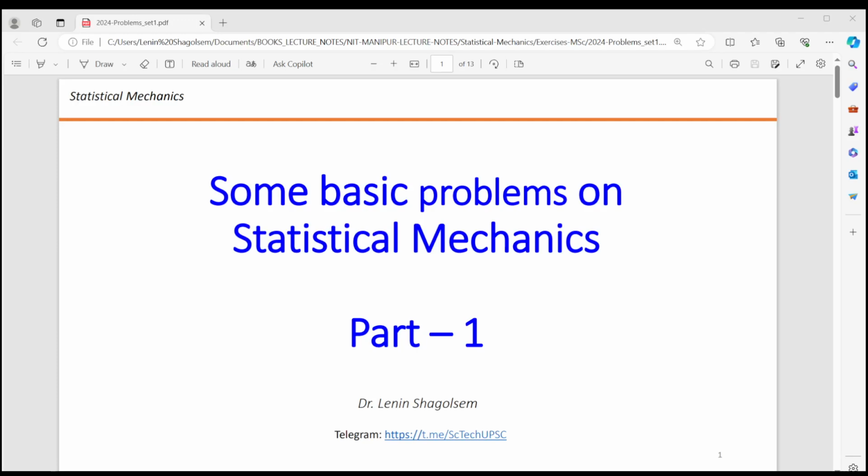Good morning, everyone. So, today we're going to discuss some problems on statistical mechanics. Most of the problems will be based on canonical ensemble and some variations here and there. In this lecture, we will discuss 5 problems which are very basic in the sense that we're going to talk about how we can calculate the probability of a system being found in a particular energy state, then partition function calculation, then energy or mean energy calculation, and so on.